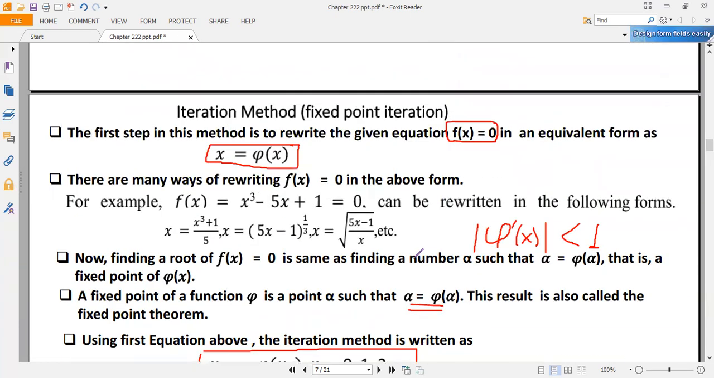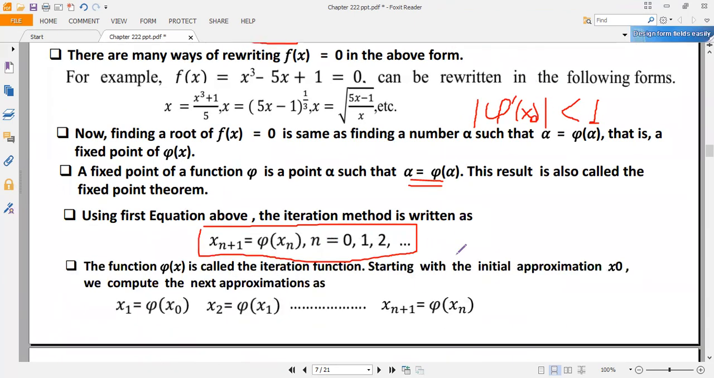So in this method, we need two things. One, a good initial approximation. Two, the iterative function. The iterative function means that since the function can be written in many ways in the form x = φ(x), we need one function which is an iterative function satisfying the absolute value of φ'(x0) should be less than one.